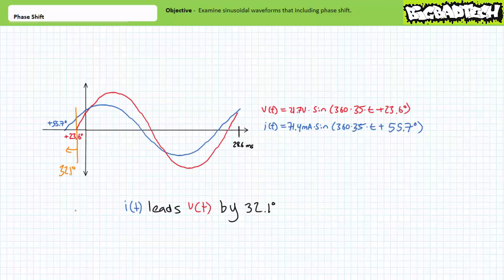Similarly, it could also be said that voltage lags current by 32.1 degrees. Both statements are simultaneously true. However, I prefer framing this using voltage as my reference from which current is measured, since voltage is the cause and current is the effect. In summary, current leads voltage by 32.1 degrees.